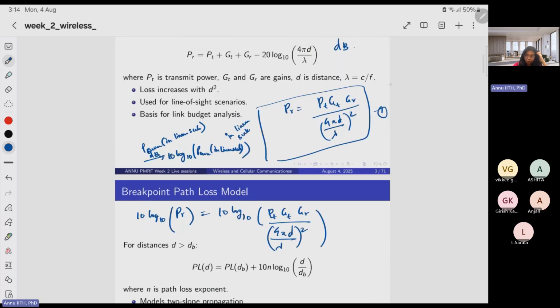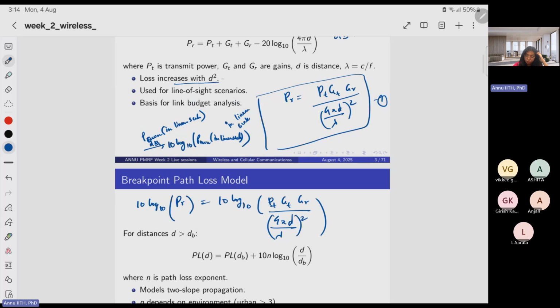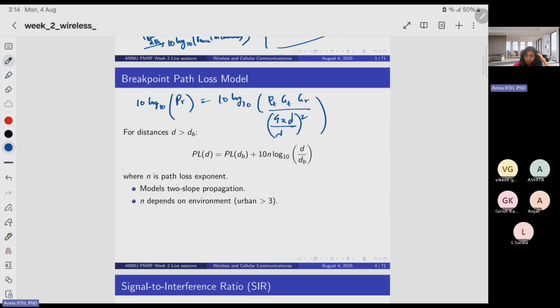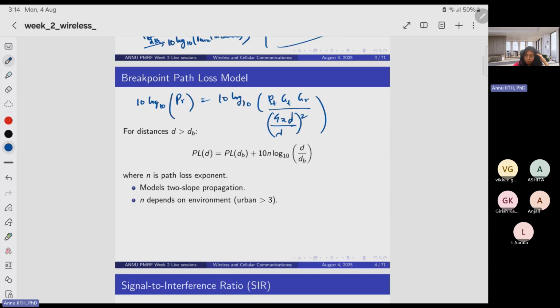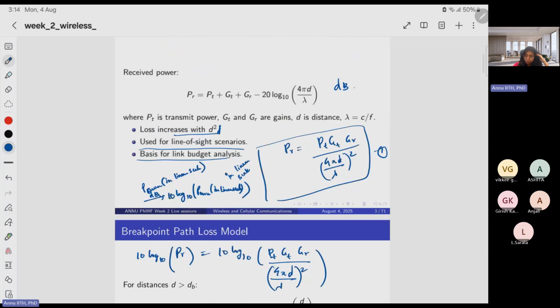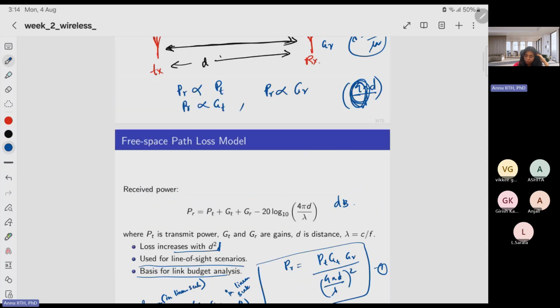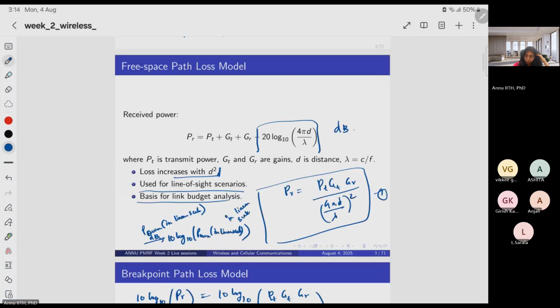Lambda is equal to c by f. So loss increases with d square. It is used for line of sight scenarios and basically for link budget analysis. But for distance greater than d0, this is path loss in dB. So if it is path loss, this term is associated with path loss in dB. That's why PR is equal to PT, GT, GR minus path loss.